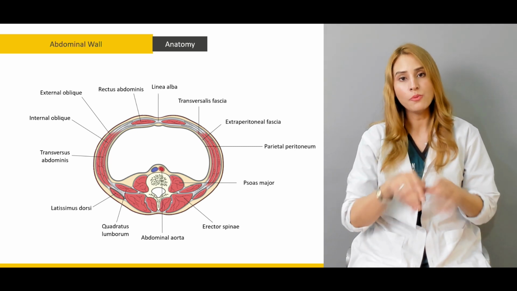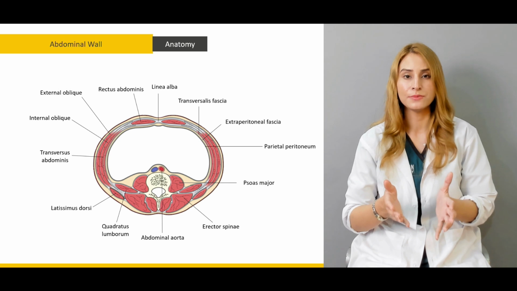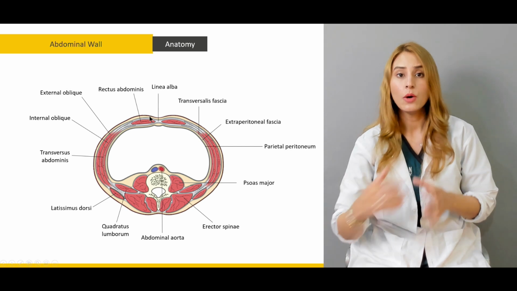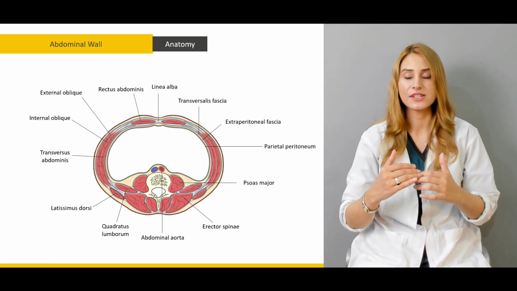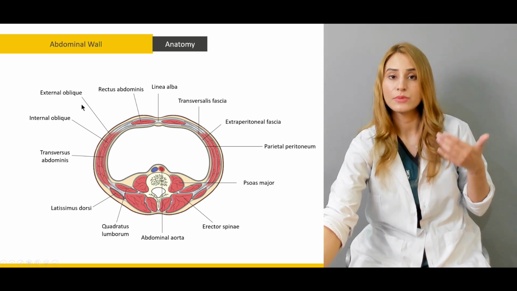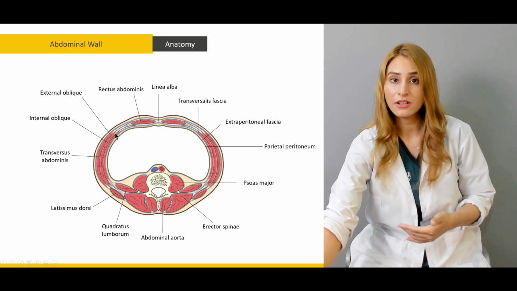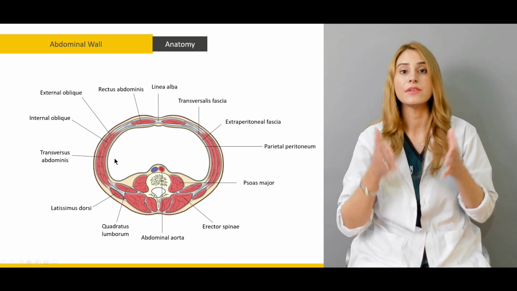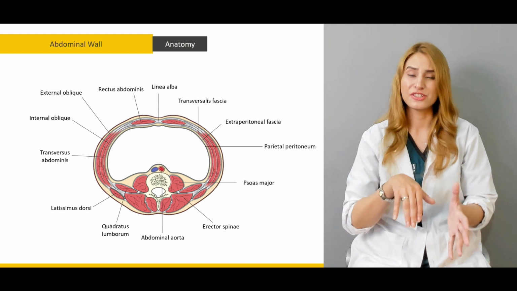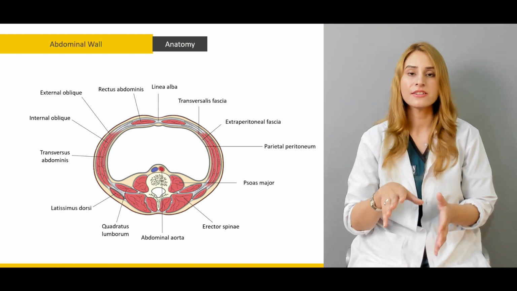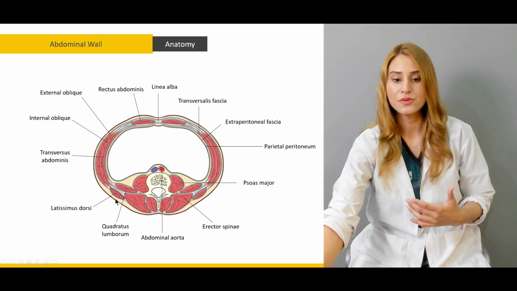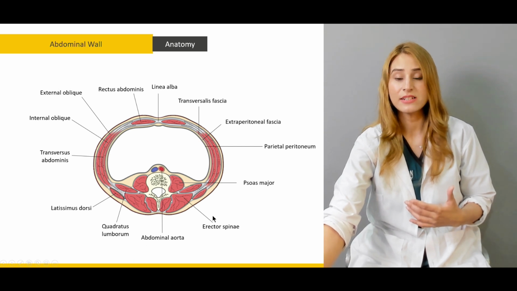So starting from anterior to posterior, anteriorly we have the skin, we have the superficial fascia, and then when we open the superficial fascia, we go deep and approach the rectus abdominis muscle, which is enclosed in a rectus sheath, the anterior rectus sheath and the posterior rectus sheath. Just beneath the rectus abdominis muscle, we have the external oblique, then the internal oblique, then the transversus abdominis muscle, then the transversalis fascia, and then obviously we reach the peritoneum. We open the parietal peritoneum, and then we are in the peritoneal cavity.